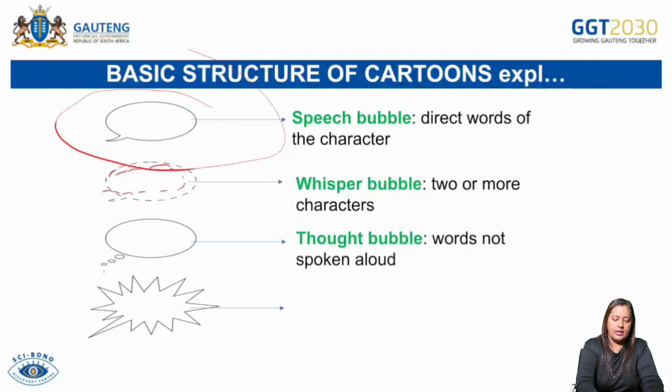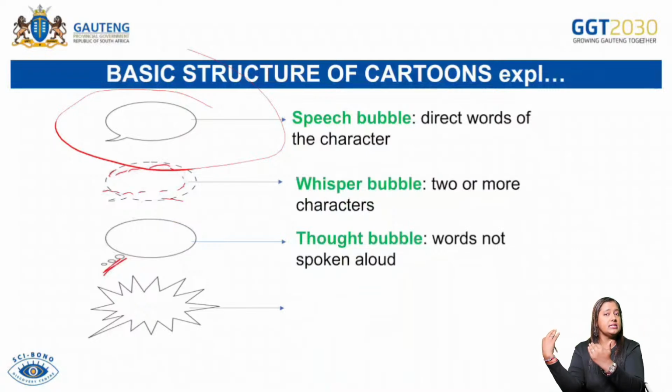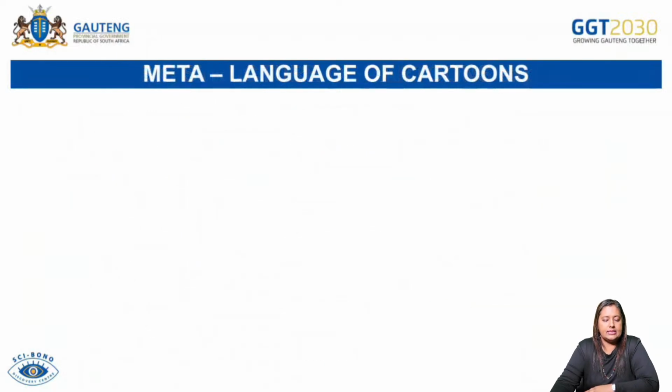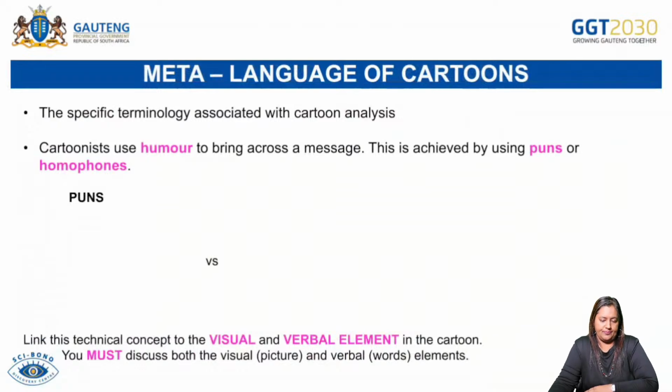Then the third one here, notice it's like an ellipsis, the three dots, and also a complete cloud, or a complete bubble. That is the thought bubble. In other words, the words that are in the mind of the character. He hasn't spoken it, but he's thinking those things, all right? And then the jagged edge one, which is almost like outward movement, showing the emotional reactions of the character involved. All right. So that is the four or five types of bubbles.